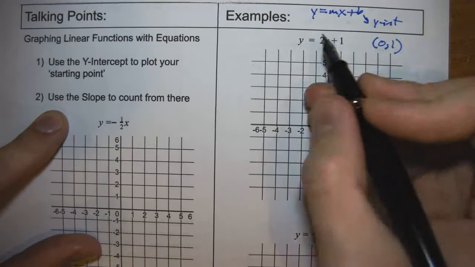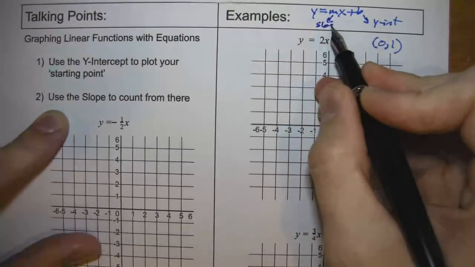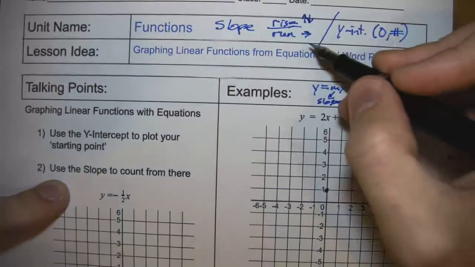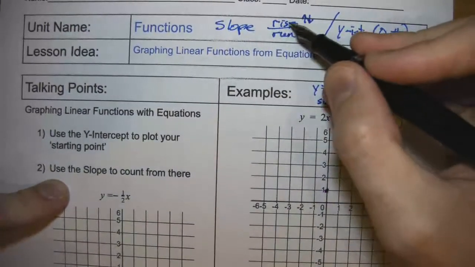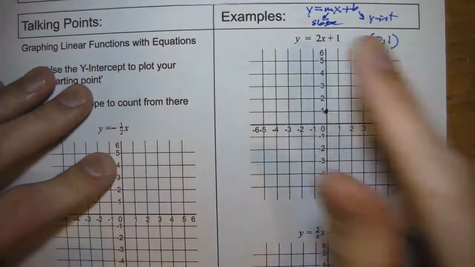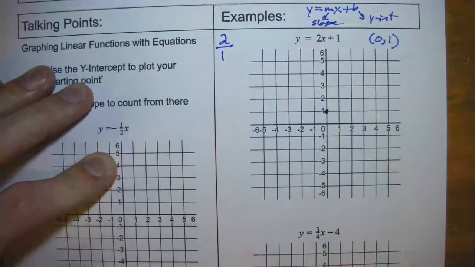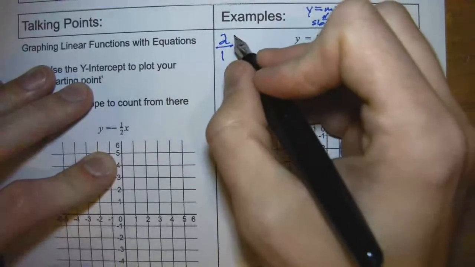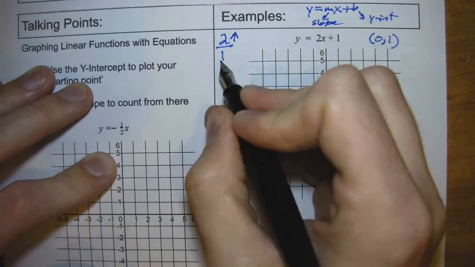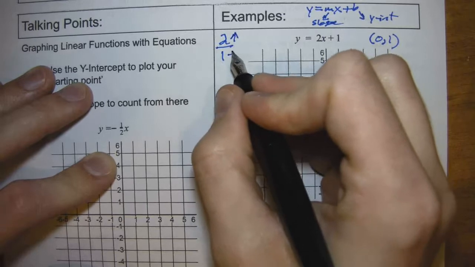Notice our slope in this case, our m, is a 2. Well, notice it's not written as a fraction. Remember, we said all slopes are rise over run. So if I've got a whole number of 2, I could rewrite that as 2 over 1. Since the 2 is positive, that's telling me I'm going to go up. And since we have a 1 here, remember 2 over 1 is just another way of saying 2, this number always tells me how far to the right.